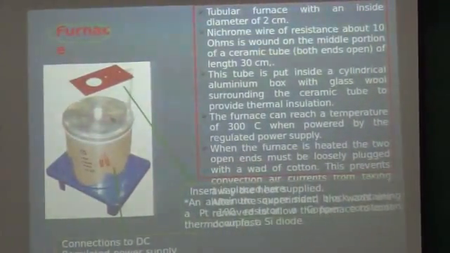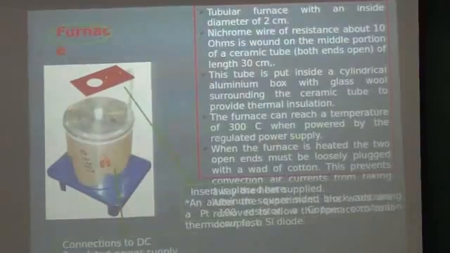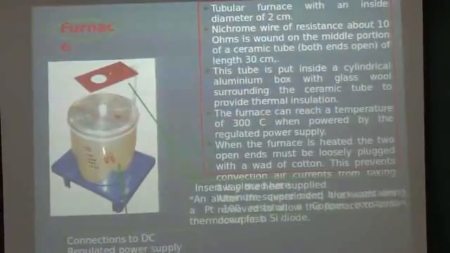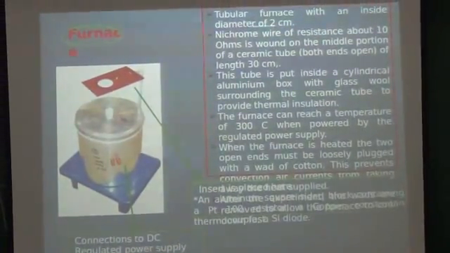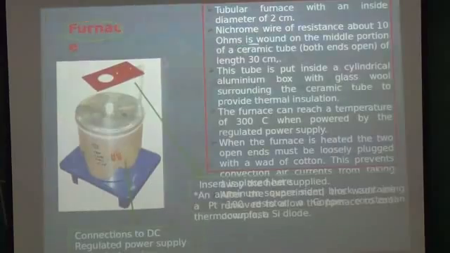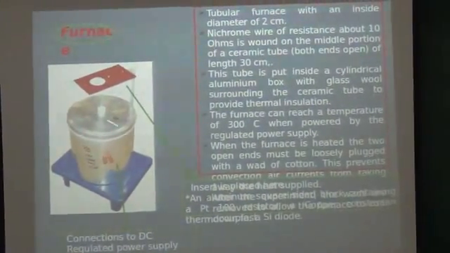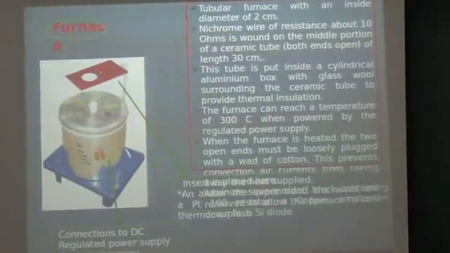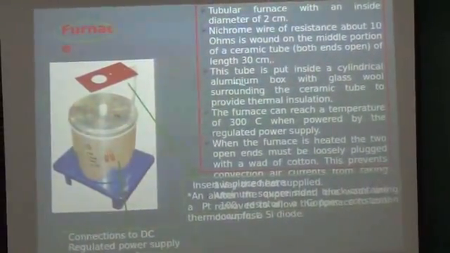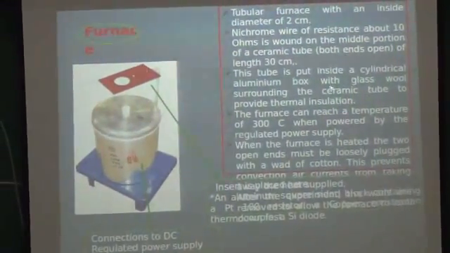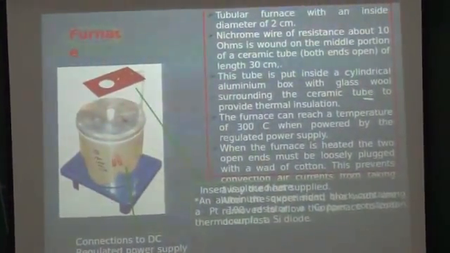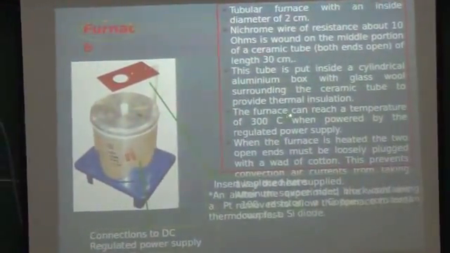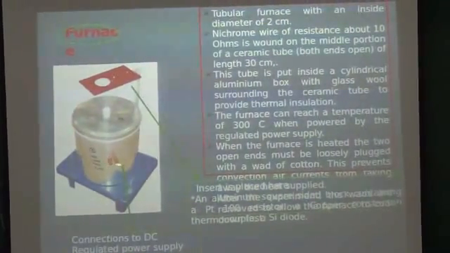This is the furnace. It is a tubular furnace. Basically we have this ceramic tube, which is a hollow cylinder, open at both ends. Nichrome wire of about 10 ohms is wound onto the middle portion of the inside. The tube is put inside a cylindrical aluminum box. This is how the furnace looks. The inside is filled with glass wool surrounding the ceramic tube to provide thermal insulation. The furnace can reach a temperature of 300 degrees centigrade when powered by a regulated power supply.